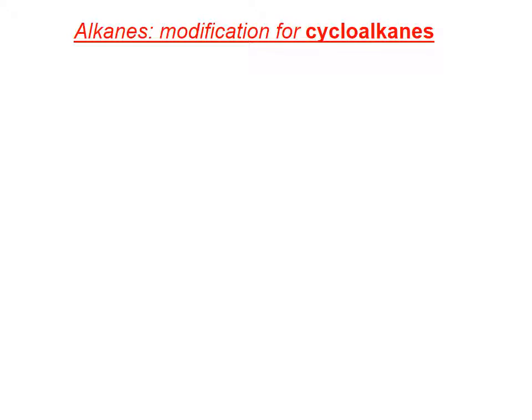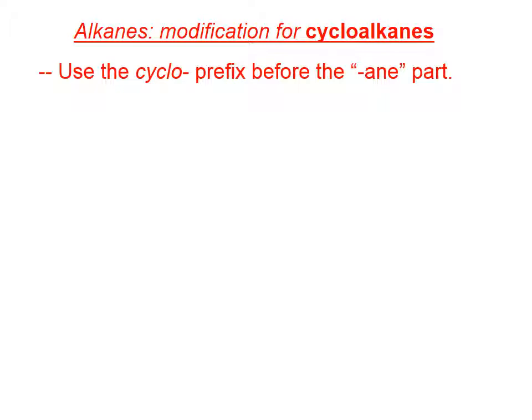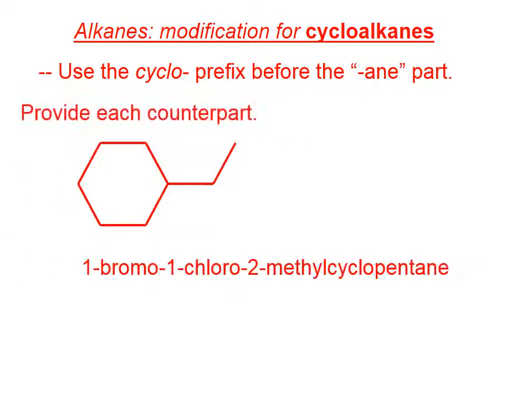What if we have cycloalkanes? As the name would suggest, cycloalkanes form a complete loop of carbons. And when we have cycloalkanes, we need to use the cyclo prefix before the ane part. Let's try these. This structure here shows 6 carbons in a closed loop, so we need to use cyclohexane, and then we have an ethyl group that's hanging off, so this one is called ethyl cyclohexane.